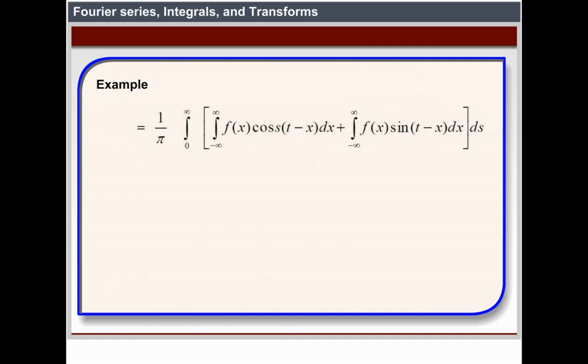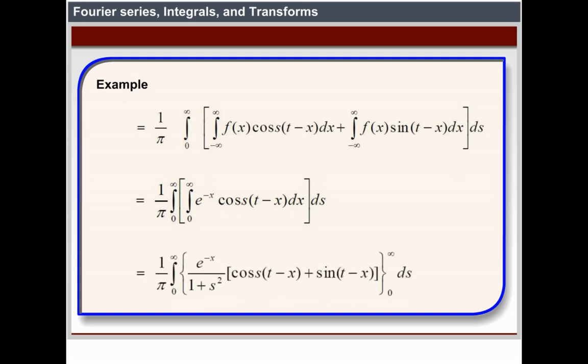Whatever integrating with respect to x is written inside the bracket; without the bracket, we have written with respect to ds. Then equal to 1 by pi integral 0 to infinity, again integral 0 to infinity, e power minus x cos s of (t minus x) into dx into ds. Here also we have written in the bracket with respect to x equal to 1 by pi integral 0 to infinity. After integrating, we get e power minus x divided by 1 plus s square into [cos s of (t minus x) plus sin s of (t minus x)] with the limit 0 to infinity into ds.